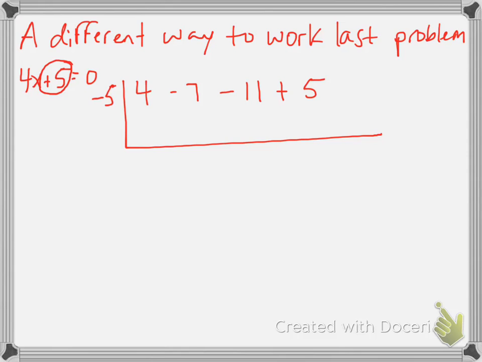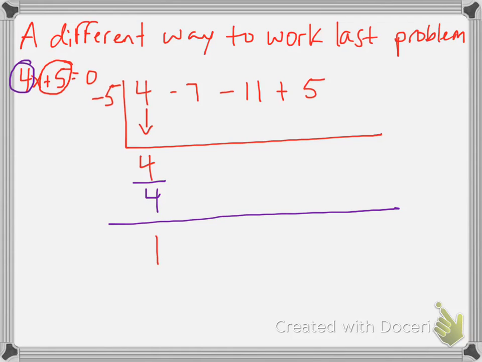The difference between this problem and the last is when I bring my problem down, I have to take whatever's in front of x, which is 4, looking at the 4x plus 5, and I have to divide it by 4. So 4 divided by 4 is 1. Now I do my same process. Negative 5 times 1 is negative 5. I add those two things, and I get negative 12. Same step. I have to divide it by the 4 from the 4x plus 5.